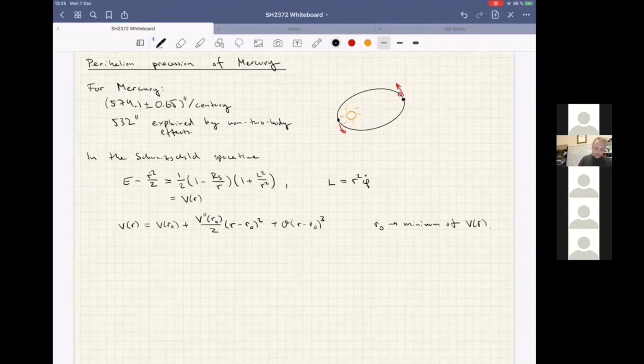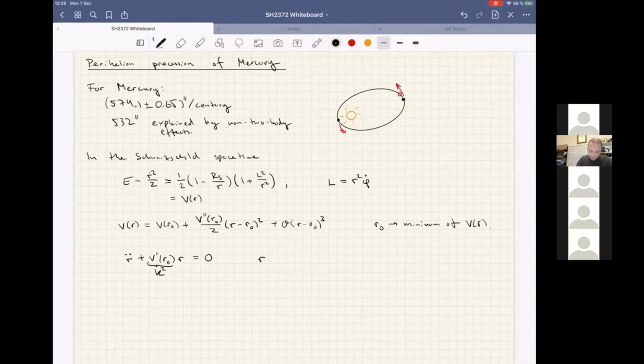So what we get now, if we insert this potential here and we differentiate, is that r double dot plus V'' of r0 (r minus r0) is equal to 0. I'm just going to call this second derivative k squared because it's going to be simpler to write. You recognize this as something that has harmonic solutions.